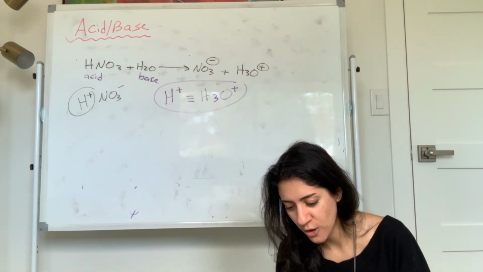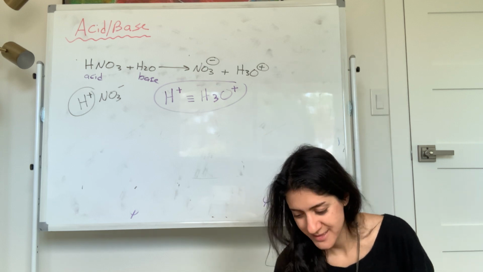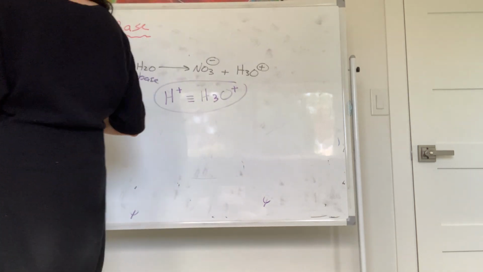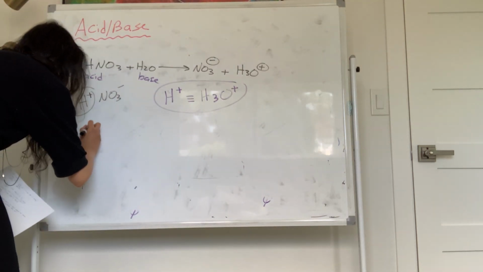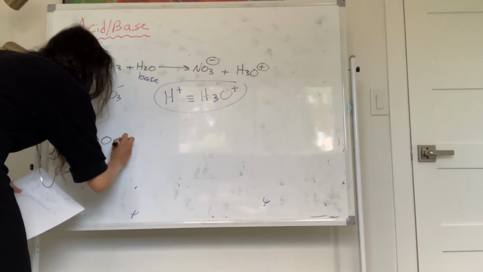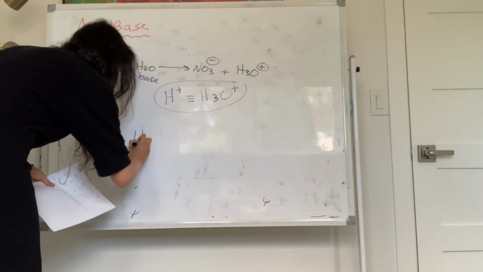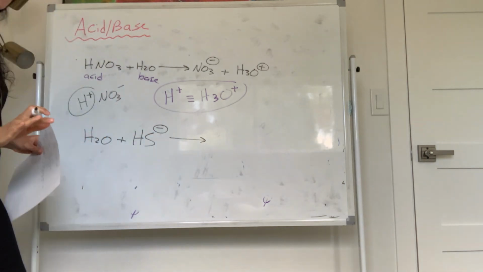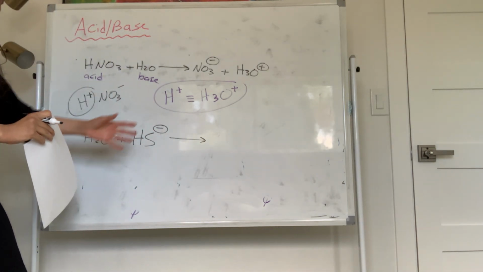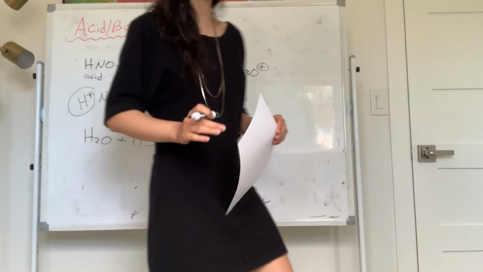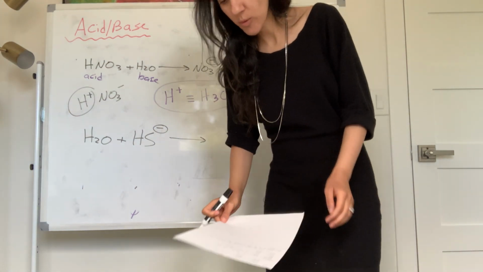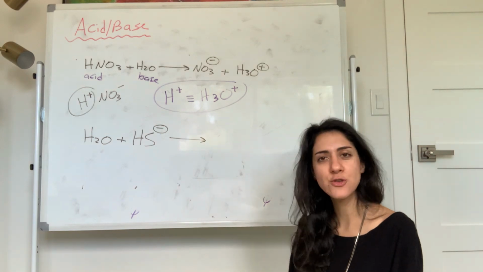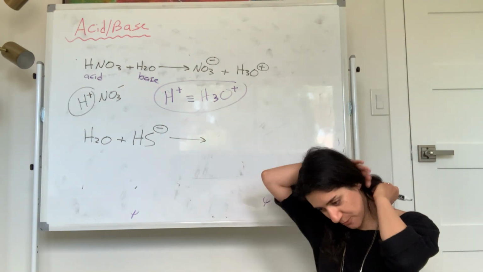Okay, now I'm going to give you a hard problem to do. You ready? So let's do a hard problem. H2O plus HS minus. Pause me, do this one. I want you to write the product for this reaction. Figure out what's an acid, what's a base, and then write down the product for this. H2O plus HS minus. You ready?